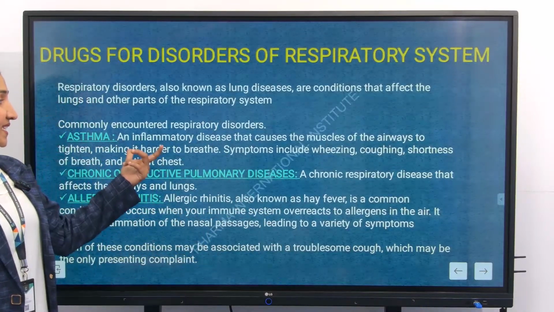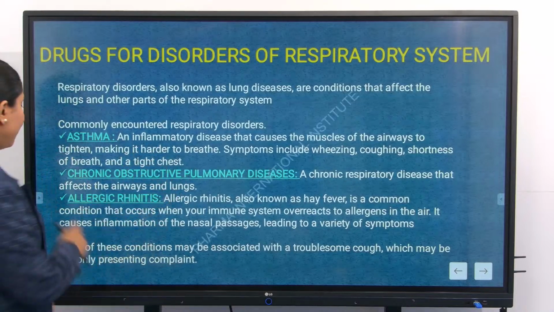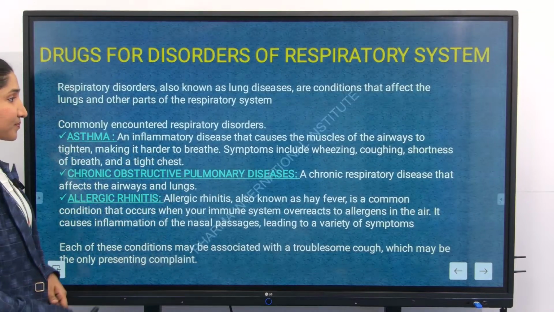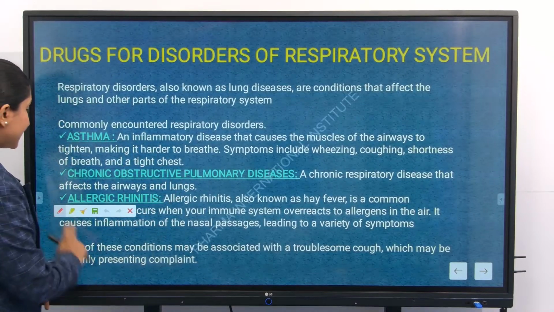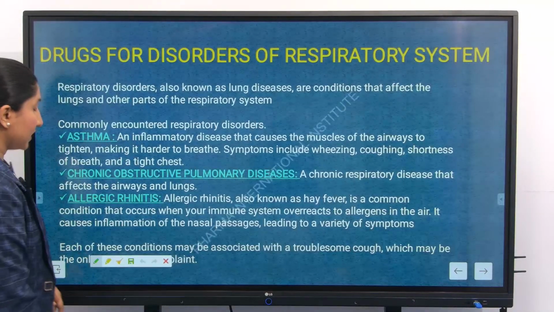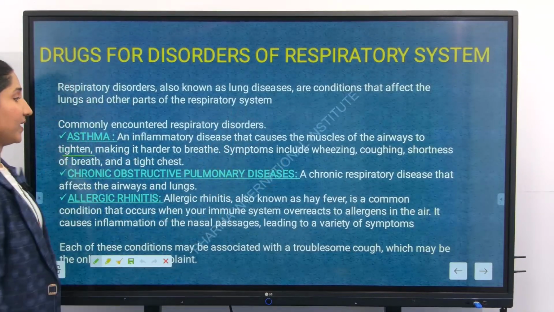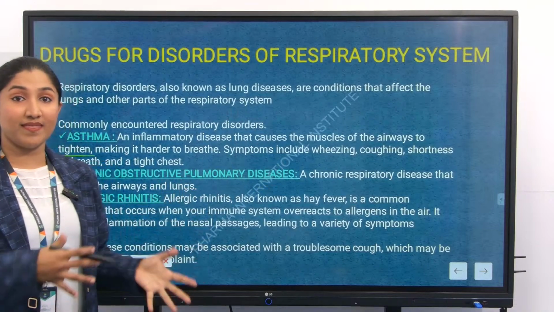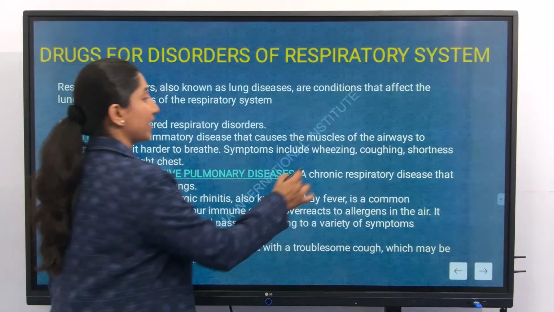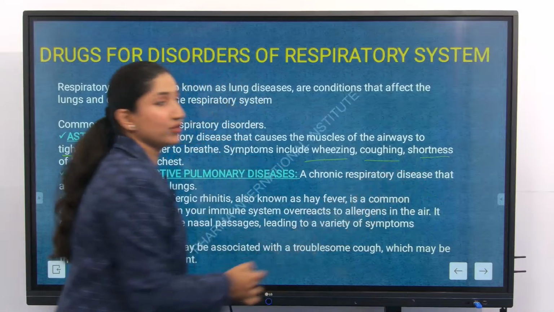So what is basically asthma? Asthma is actually an inflammatory disease where the muscles of the airway are tightened. There is going to be a spasm, and that will result in symptoms like wheezing, coughing, and shortness of breath.